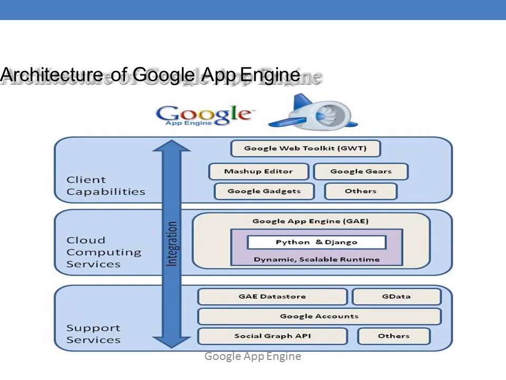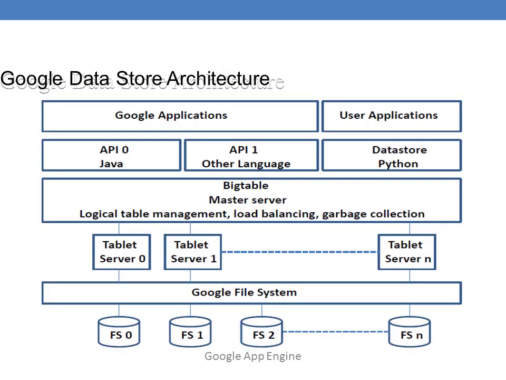So, the architecture of Google App Engine. Client capabilities, cloud computing services, and support services are integrated with Google Web Toolkit (GWT), Mashup Editor, Google Gears and Google Gadgets, and others. Google App Engine has Python and Django, a dynamic scalable runtime. Finally, it supports services to GAE: Google App Engine data storage, Google Data, Google Accounts, the social graph API and others.